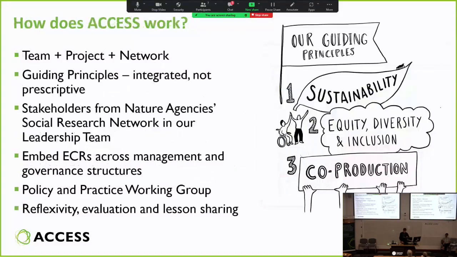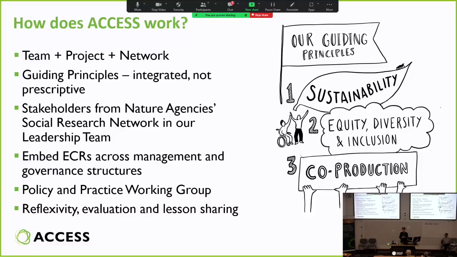So, I know I've got very little time, so I just want to say a little bit about how Access works, because I think we try and be a little bit different. First of all, we're not just a project. We are a project, of course. We've got lots of moving parts. We've got tasks that need to be completed. But we first and foremost try and act like a team. And that means we avoid siloed working. And where possible, we really promote face-to-face engagement by the people who are involved, including this assembly. So it's about meeting together, developing strong relationships and trust, and then building outwards across our networks.